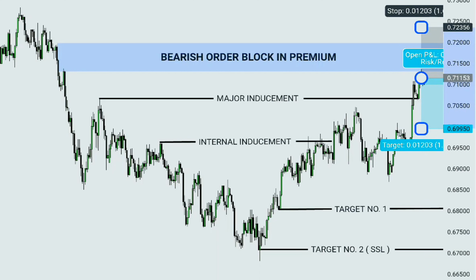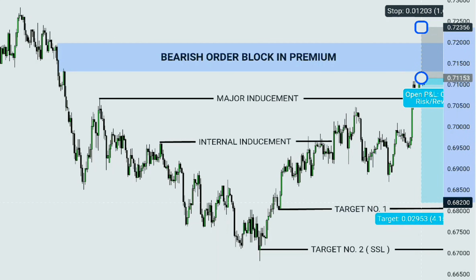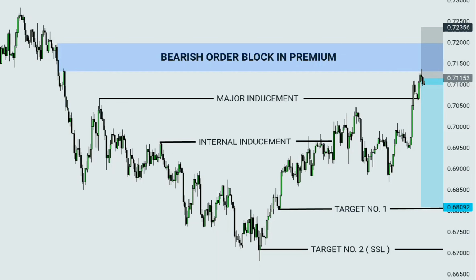Sell trade execution on this chart is based on discipline and confirmation, not prediction. After price is drawn into the bearish order block in premium, there is no rush to enter. This zone provides context, not a signal. The execution begins only after price shows weakness on the lower time frame. Once we see a clear break of structure with strong displacement, it confirms that control has shifted from buyers to sellers. That confirmation is critical because it aligns execution with institutional order flow, not assumptions.